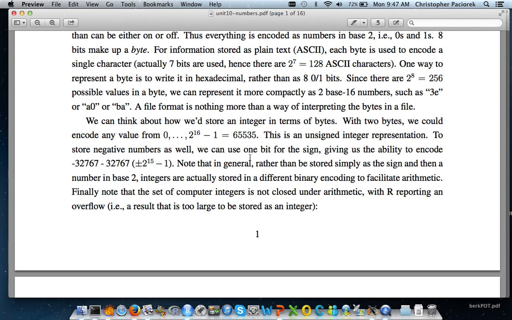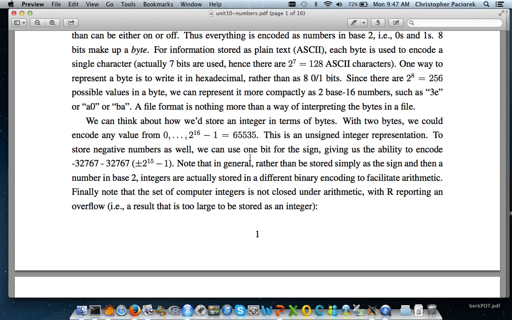Okay, so let's think about storing an integer in terms of bytes. If we have 2 bytes, then we have 16 bits because we have 8 bits per byte. I can think about how many unique integers I can represent if I were going to store an integer using 2 bytes. I have 16 bits available to me, each of them can take any of 2 values, so I can represent 2 to the 16 different unique values with 2 bytes.